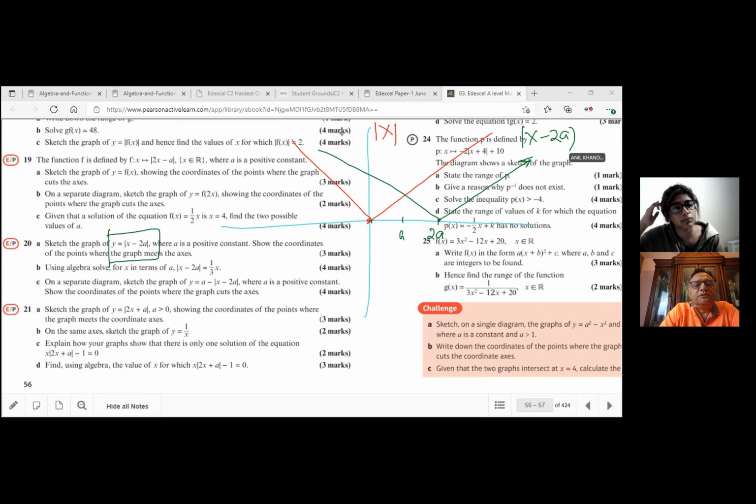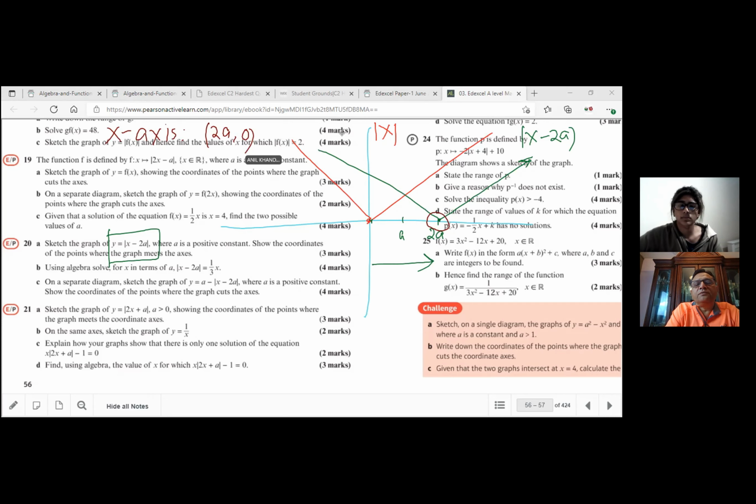Where a is positive, therefore we went right. So a is positive, we are moving to the right side. Show the coordinates of the point where the graph meets the axis. That means where it meets the x-axis and the y-axis. At the x-axis, it meets at 2a as the x value, and the y value is obviously 0.